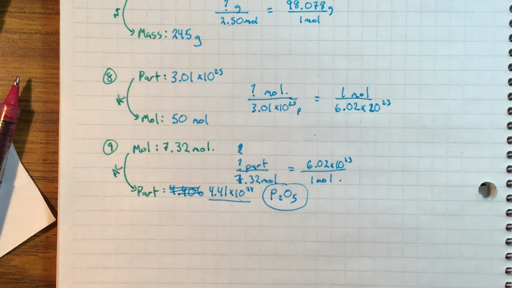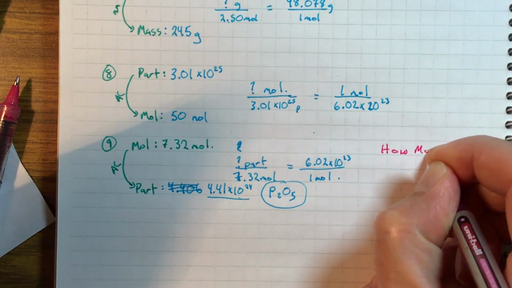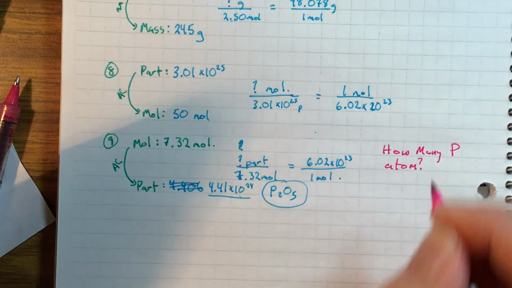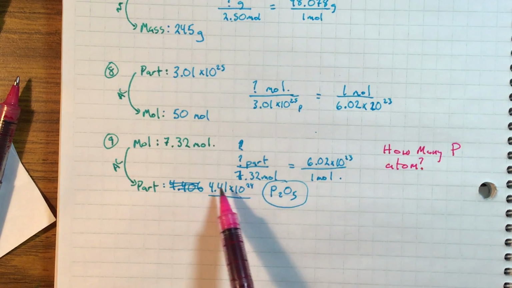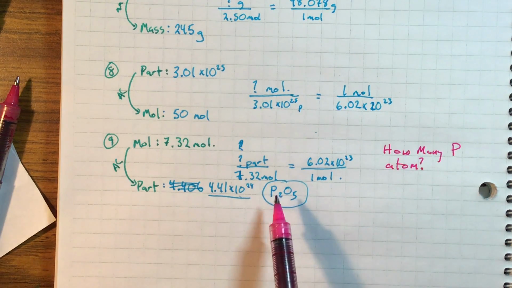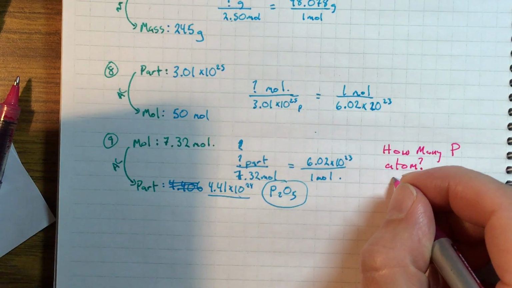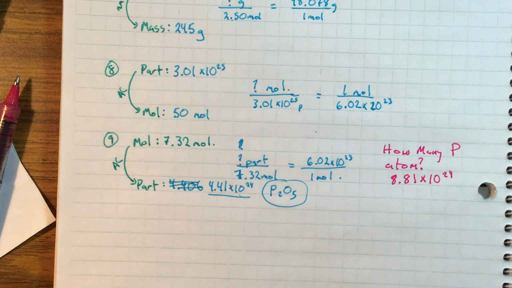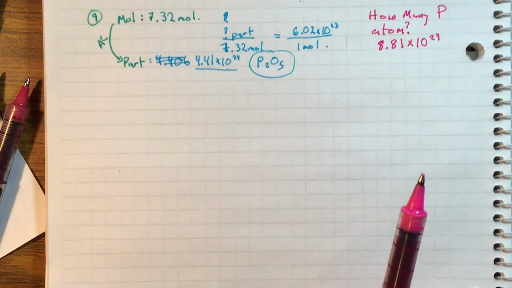Now how many P's are there? So the second part is how many P atoms are there? Well, every molecule has 2 P atoms. So we just take our number of molecules, and every molecule has 2 P atoms. So we take our number of molecules times it by 2. We get 8.81 times 10 to the 24 P atoms, because every molecule has 2 of them. All right, number 10.